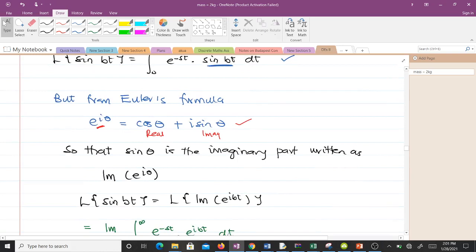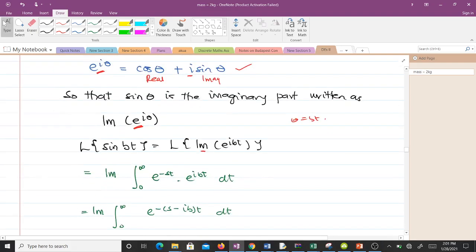So that means that sine theta is just the imaginary part of this. So we can say the Laplace of sine bt is the same as the Laplace of the imaginary part of e^(ibt), because now theta is bt, right? So it is imaginary because of the i here. So that means the Laplace of sine bt will be equal to the imaginary part of this integration.